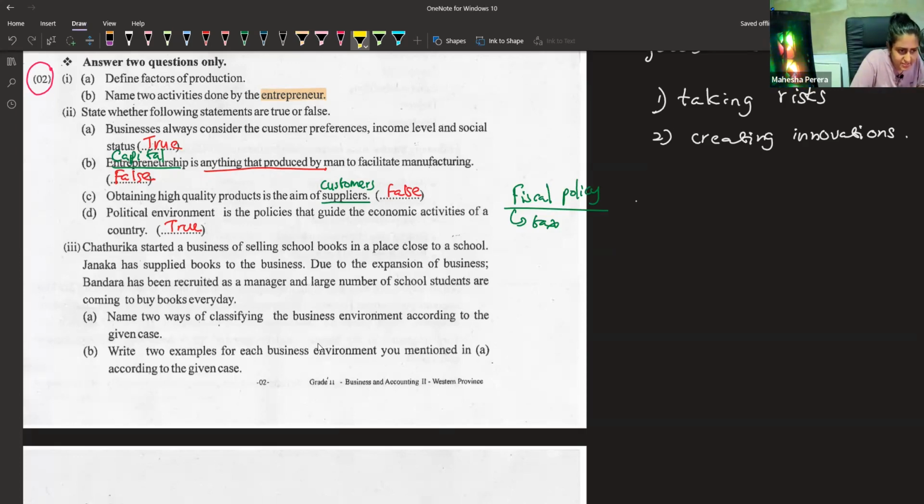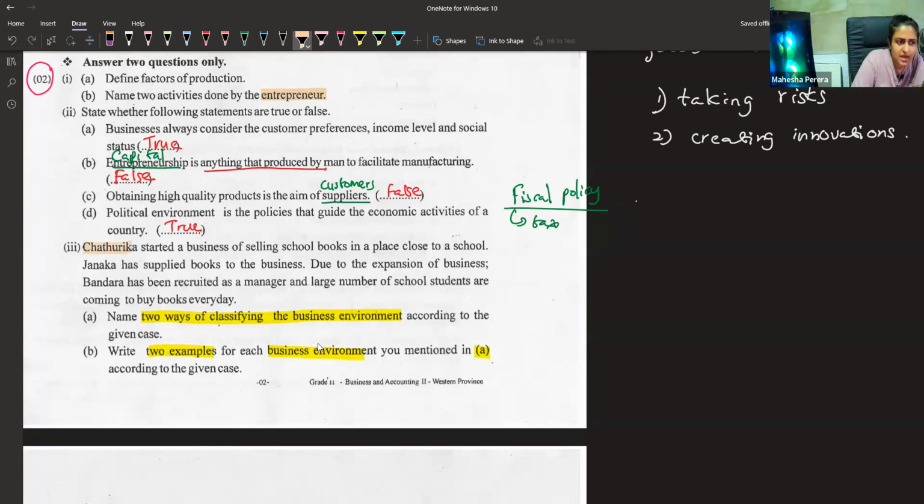Name 2 ways of classifying the business environment according to the given case. Write 2 examples for each business environment that you mention in A according to the given case. Name 2 ways of classifying the business environment is a general question, a direct question, a normal question. According to business classification we have 2 types, internal environment and external environment. But anyhow, let's read the case.